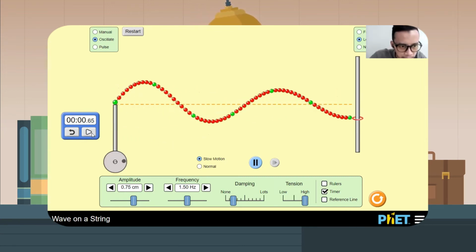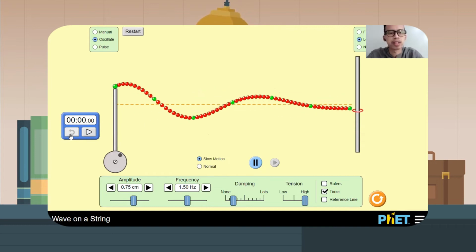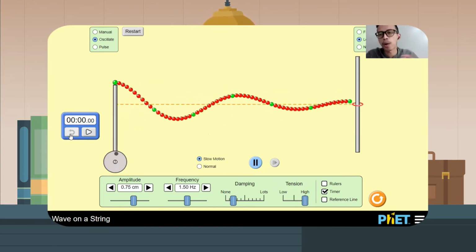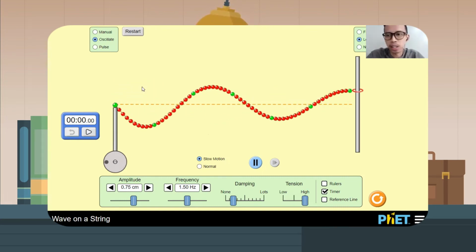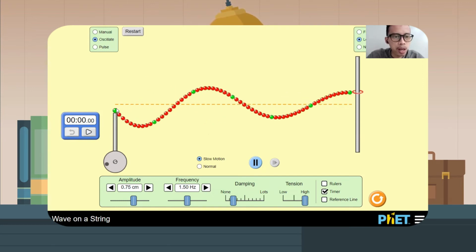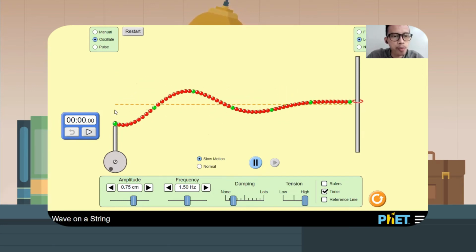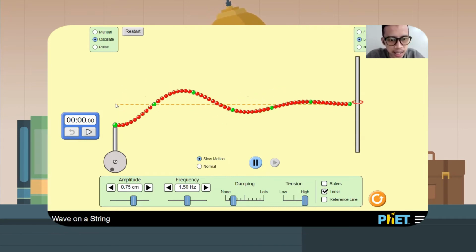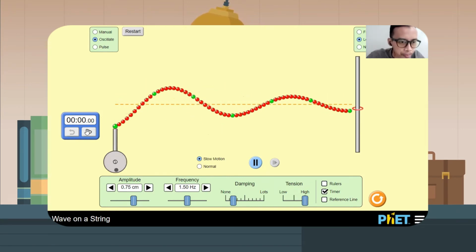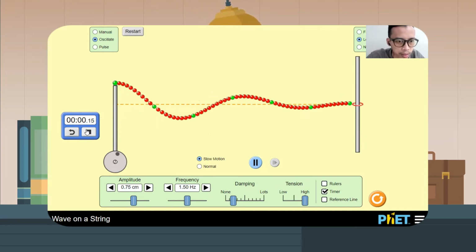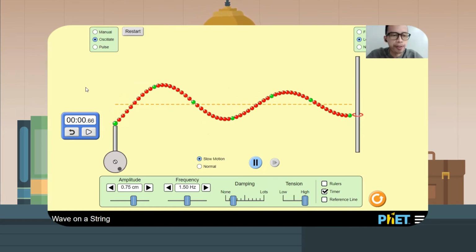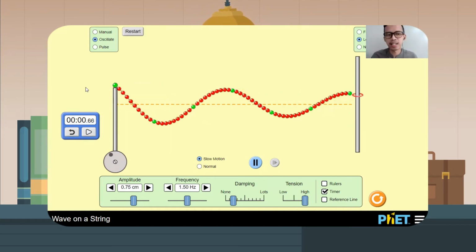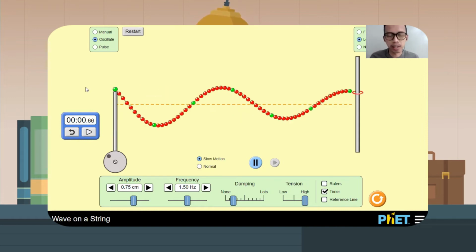Let's try again to find the period. Remember, period is the time taken for one complete oscillation. So we can just observe one particle here when it's moving upward, downward, and upward again until it reaches this equilibrium position. Start. Stop. So the value is around 0.66 seconds. That's the period, the time taken for one complete oscillation.